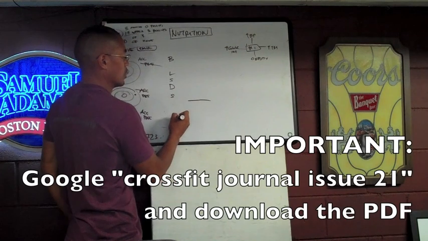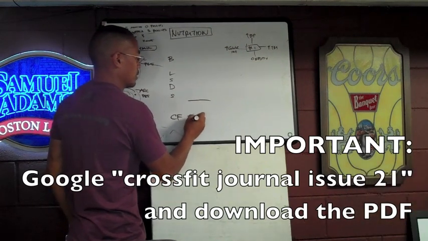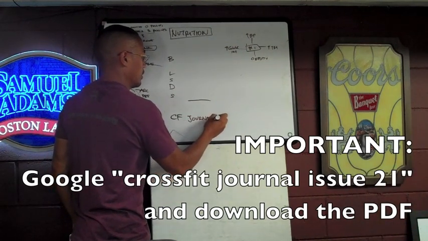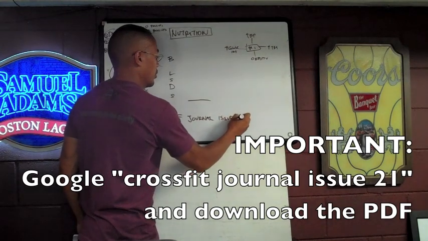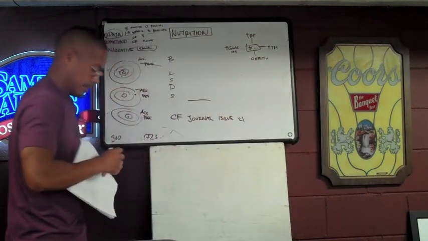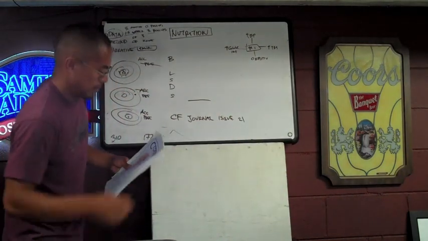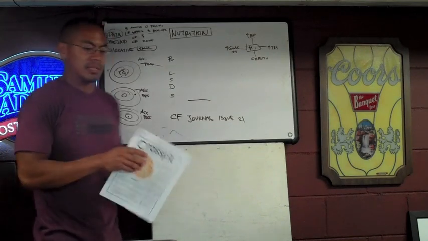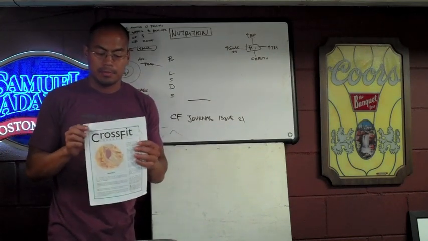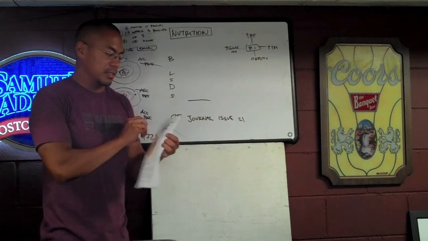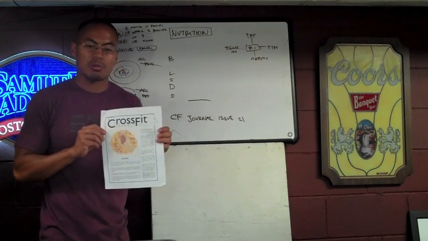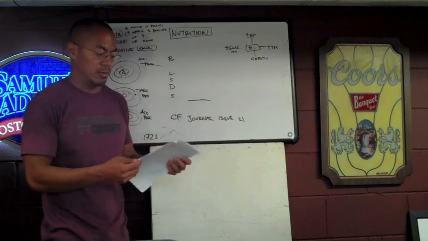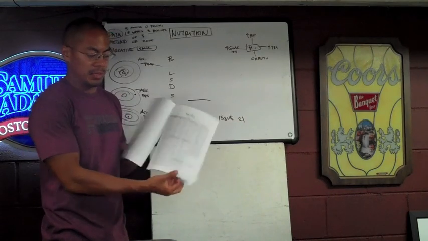I want you guys to Google CrossFit Journal issue number 21. It's free, it's a PDF, and it looks like this. This thing has existed since 2004. I know CrossFitters personally that have used it since 2004, and inside there are block charts that look like this.